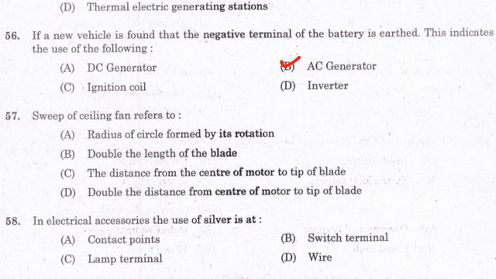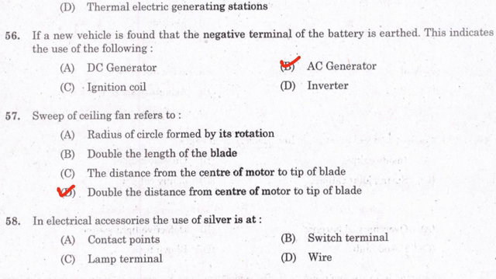Sweep of ceiling fan refers to radius of the circle formed by its rotation, double the length of the blade, distance from the center of motor to tip of blade, double the distance from center of motor to tip of blade. And the right answer is option D, double the distance from center of motor to tip of blade.